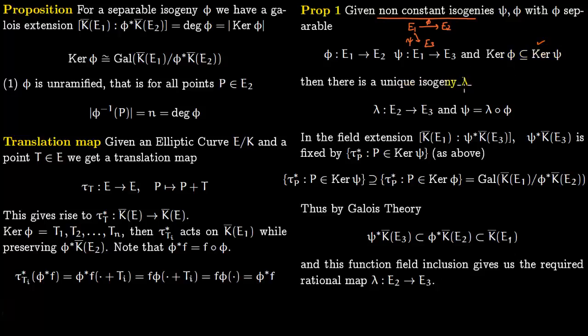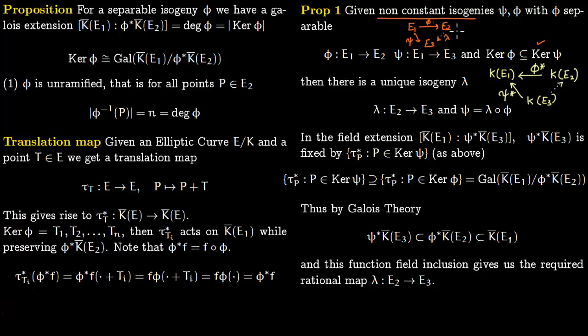Then there exists a unique isogeny lambda, so that this diagram commutes. Lambda goes from E2 to E3, and you can first apply phi and then lambda, which is the same as applying psi. The way we are going to prove this theorem is that we are going to write the corresponding figure in algebraic geometry and say that there is a corresponding morphism here which will show that this holds.